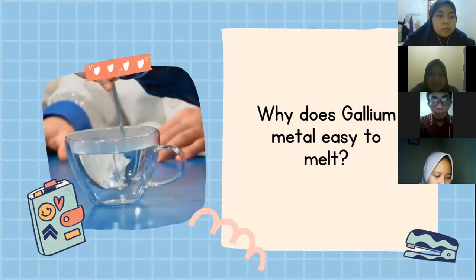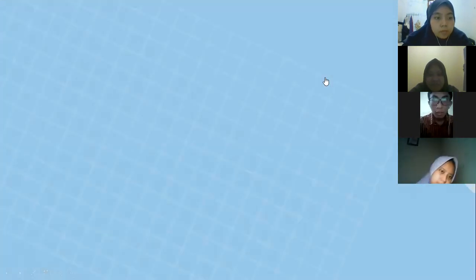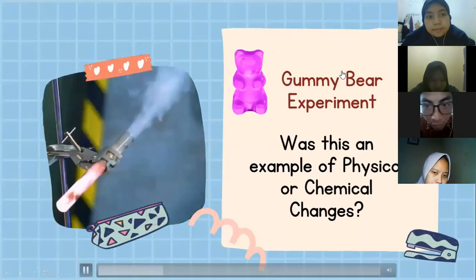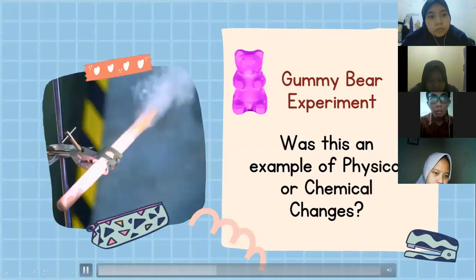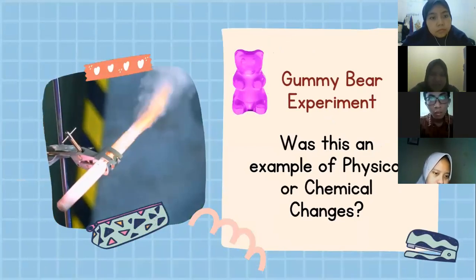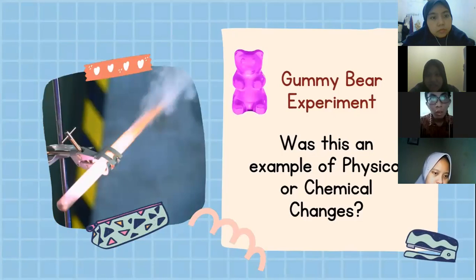Okay, next, we're going to discuss the gummy candy experiment. Okay, prepare yourself. What kind of change happened when we put the gummy candy inside a tube containing an oxidizer? Was this an example of chemical or physical change? Can anyone explain why?